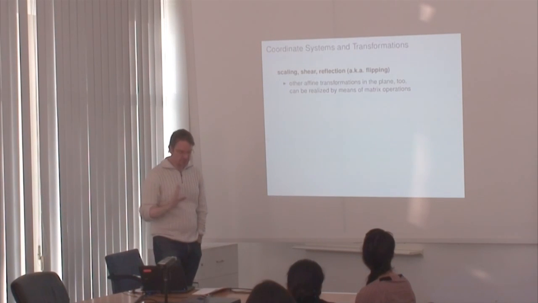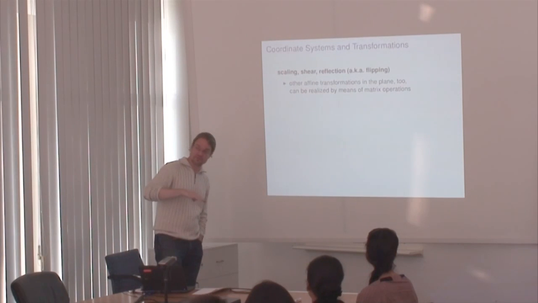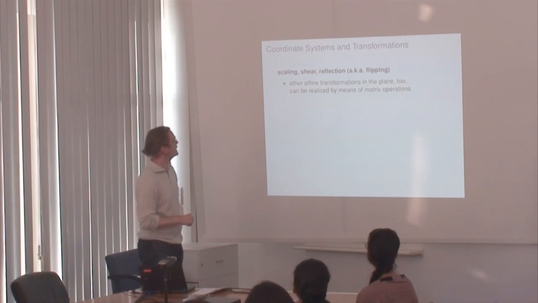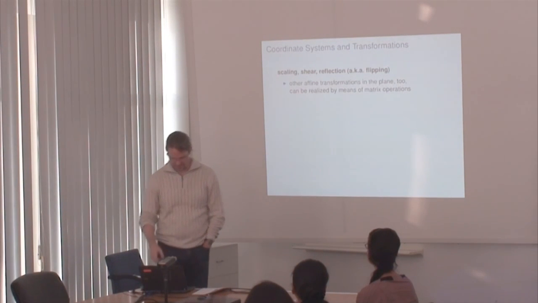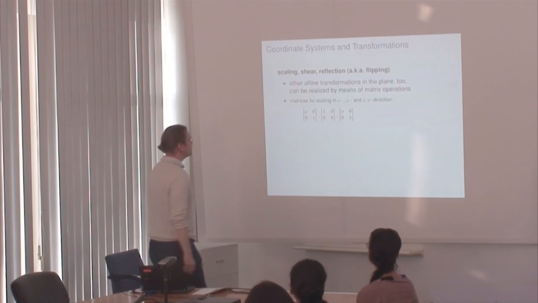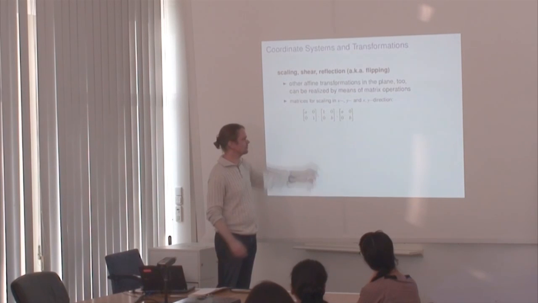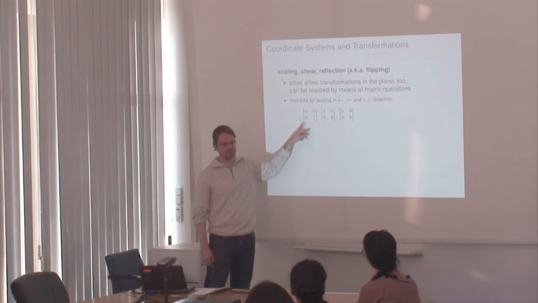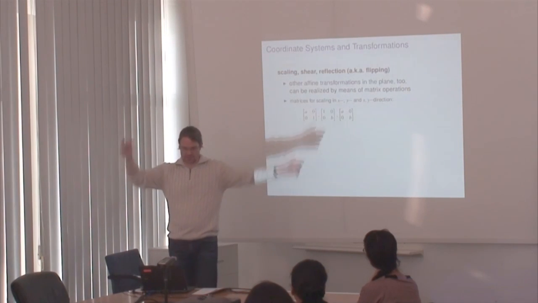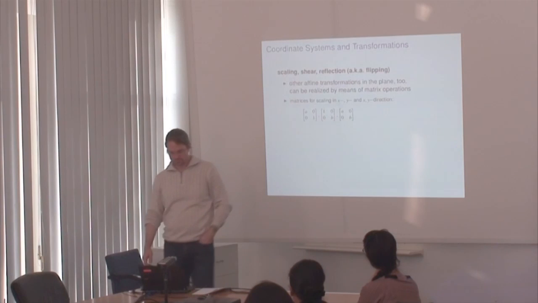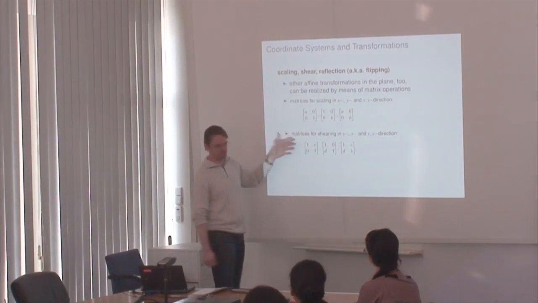We spent quite some time talking about matrix realizations of the affine transformation of rotation, and other affine transformations in the plane can also be realized in terms of matrix operations. For instance, if we want to scale by a factor of a along the x direction or b along the y direction, we could use these matrices here. Those are scaling matrices. If we want to scale along x and y simultaneously, voila. If we are interested in shearing, this is the way to go.